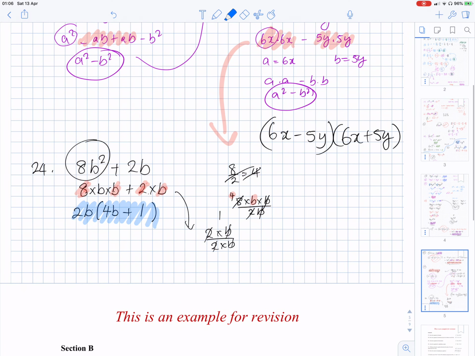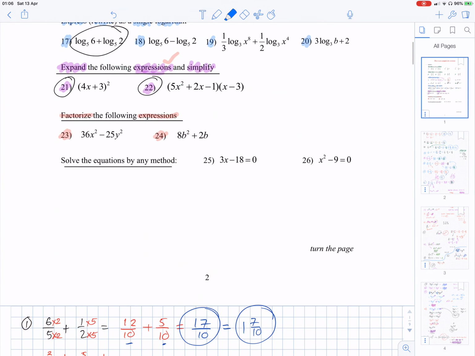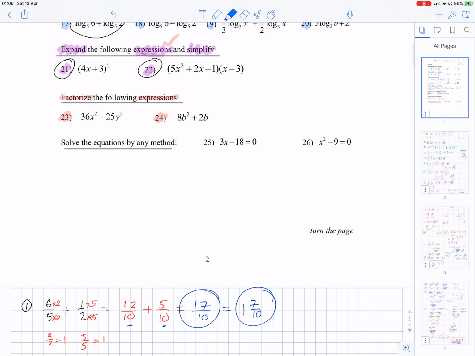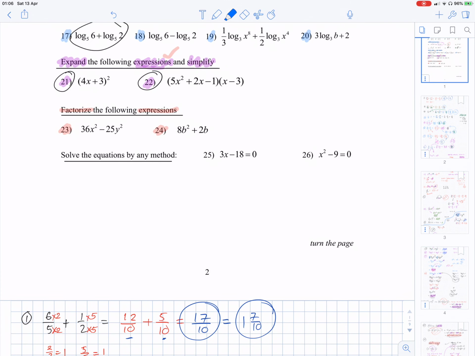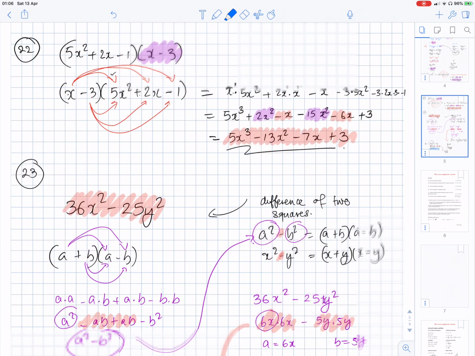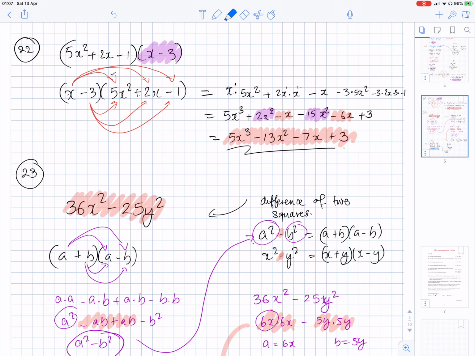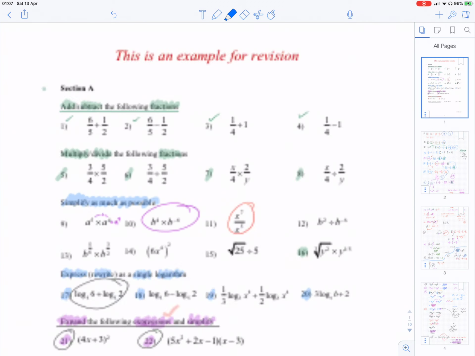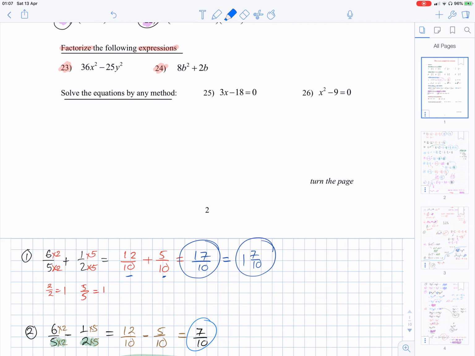So we've looked at number 23 and number 24. I believe they are the only two for factorizing expressions. Okay, so that is that. I will need another page for the next one. Might as well edit now. So I'll need this page for number 26, I believe, 25 and 26. Okay, so I'll see you in the next video.